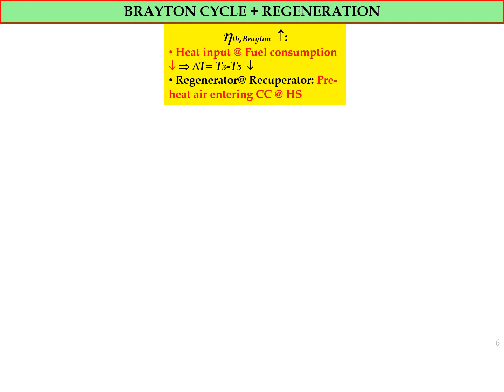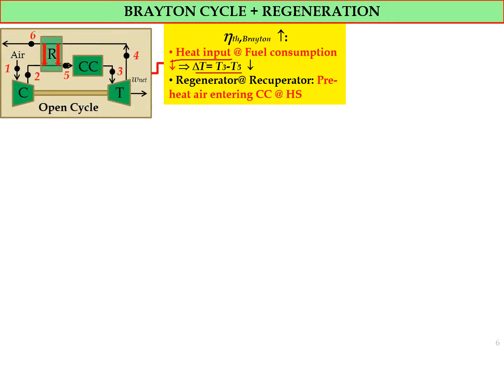As you can see here, when we decrease the heat input, we also decrease the fuel consumption or fuel input into the system. And the temperature difference from state 3 minus state 5 will also decrease. And the regenerator or the recuperator is actually preheating the air entering the combustion chamber.